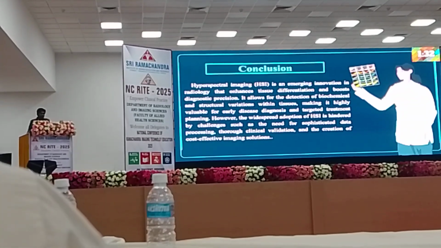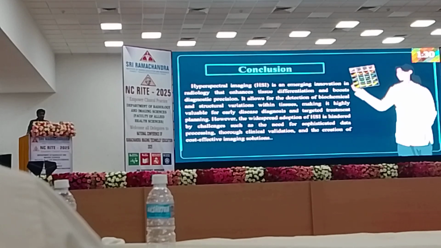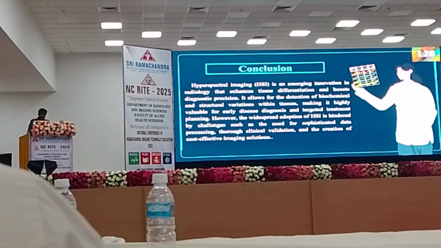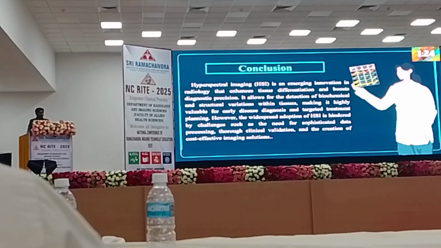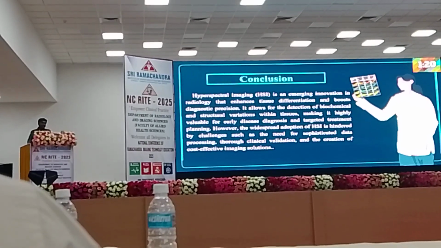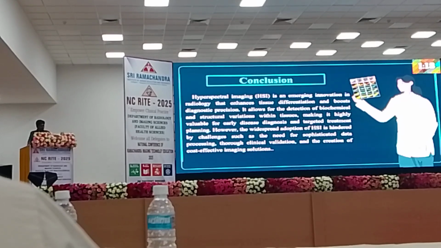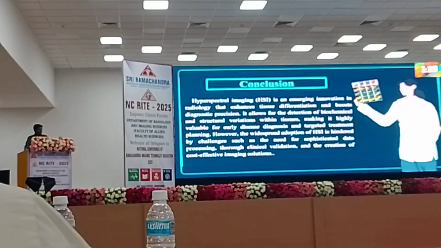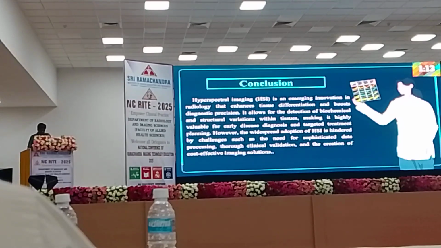So conclusion: hyperspectral imaging is currently developing in the medical field, recently developed in 5 to 6 years. Yes, it has limitations in data processing and processing units, everything. So with further development, it will reach a greater need. And if the development is good, we will be developing a higher accuracy imaging modality.